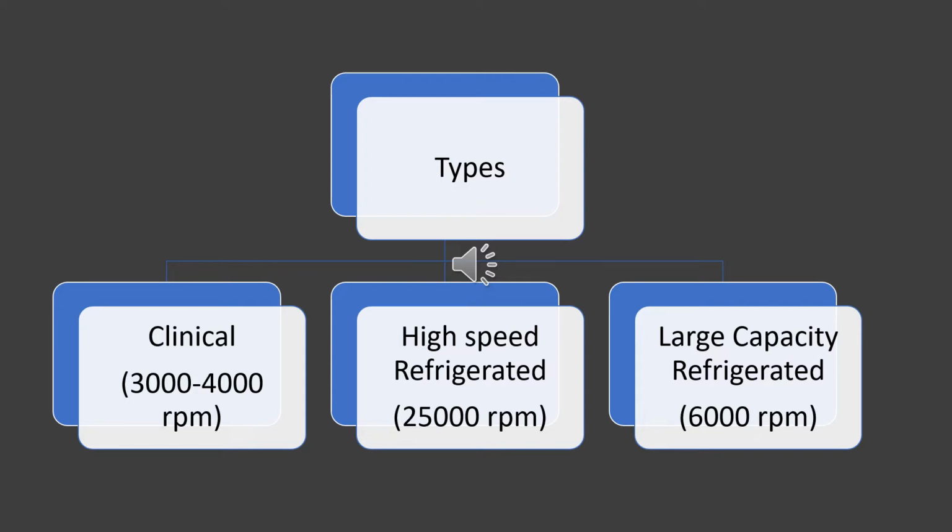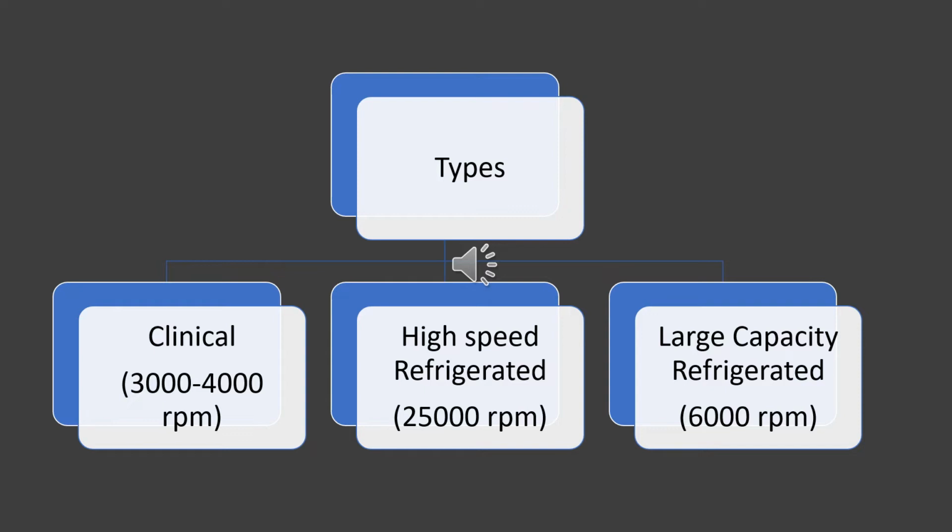There are three types of centrifuges: clinical, high-speed refrigerated, and large capacity refrigerated. First, we are going to talk about the clinical centrifuge. They are also known as tabletop or bench centrifuges. They are inexpensive and can run at a speed of 3000 to 7000 rpm. They can pellet cells but not organelles or biomolecules. They are good for the sedimentation of erythrocytes, yeast cells, and other porous particles.